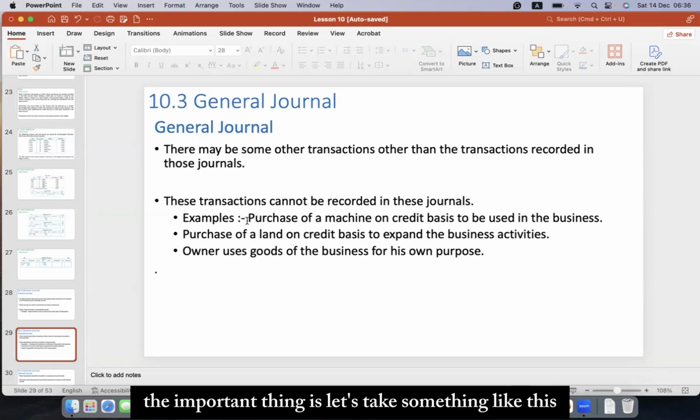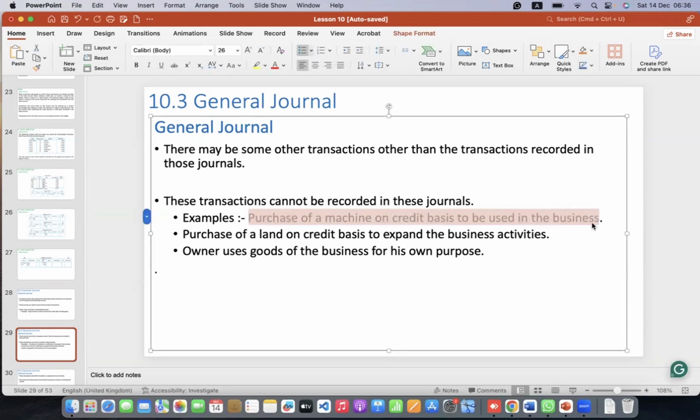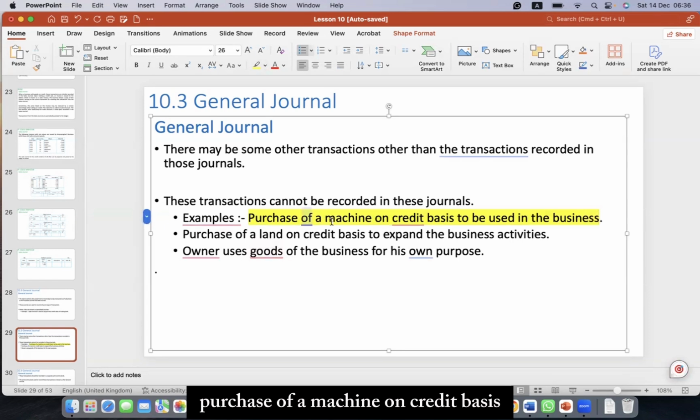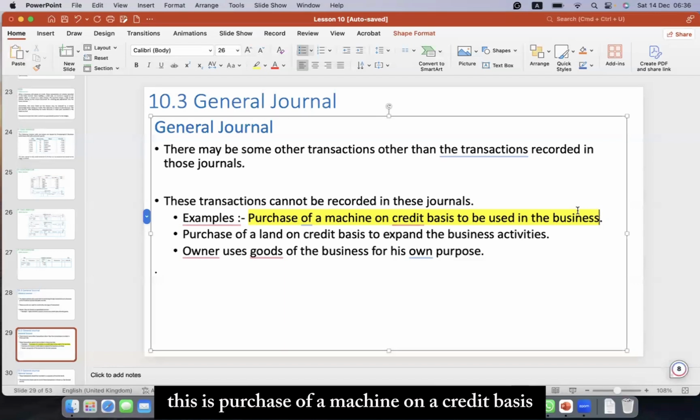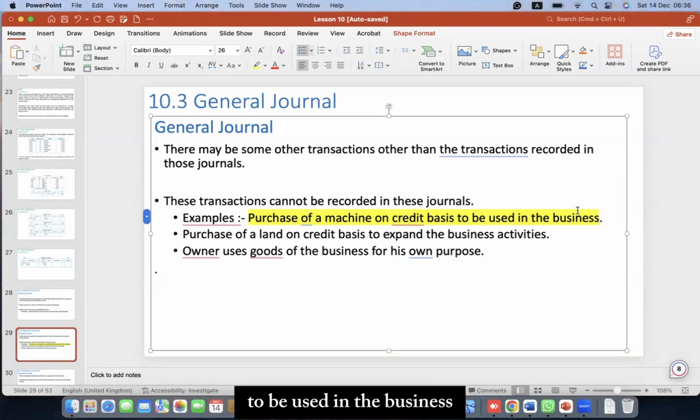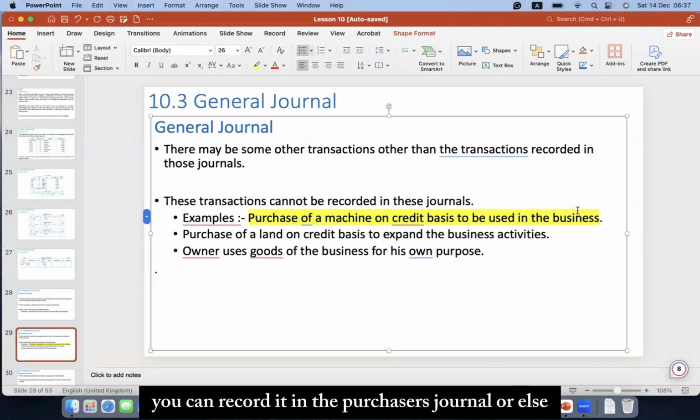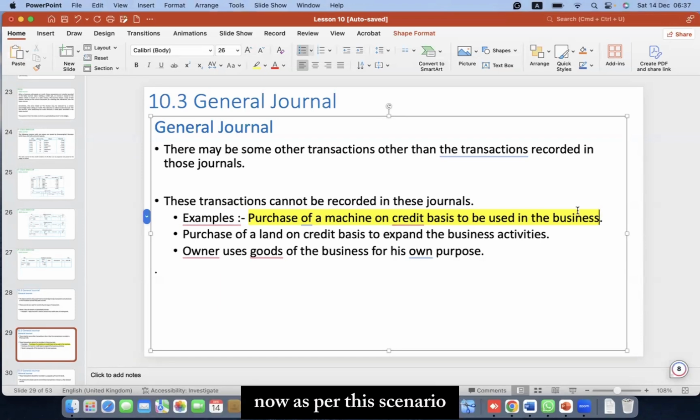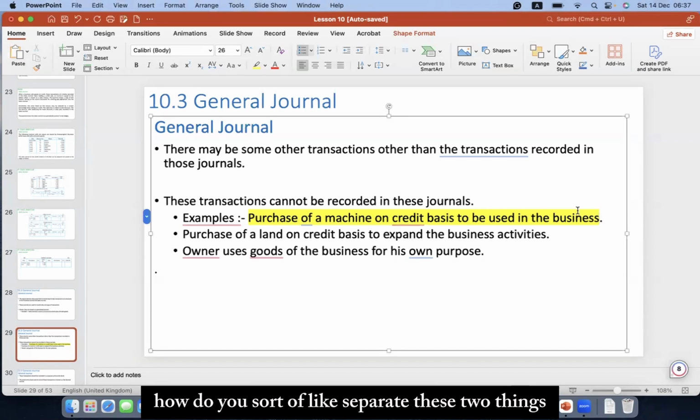Now the important thing is, let's take something like this: purchase of a machine on credit basis to be used in the business. This is a credit purchase. If you are given a transaction like this, if it is a purchase, you can record it in the purchases journal, or else, as per this scenario, you can use the general journal. How do you separate these two things?